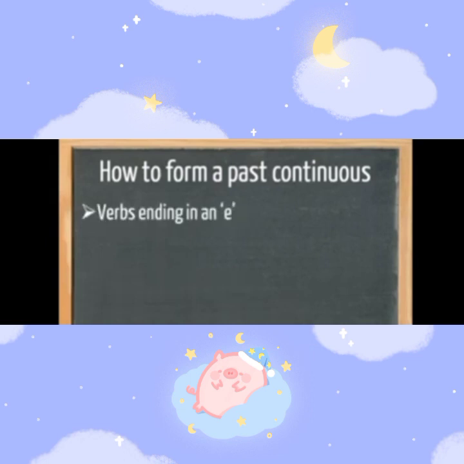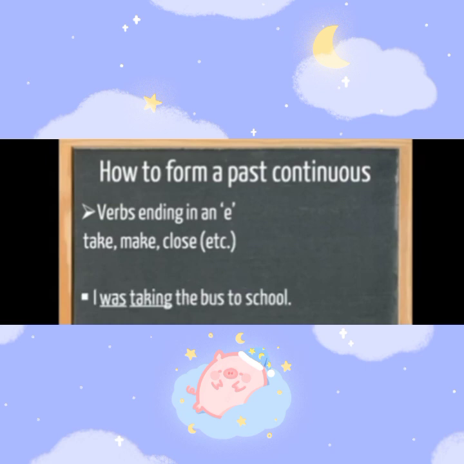Now we need to pay extra attention to verbs that end in an E, such as take, make and close. These verbs drop their E. For example, I was taking the bus to school, he was making dinner, and they were closing the window. Please note that these verbs no longer have their E.